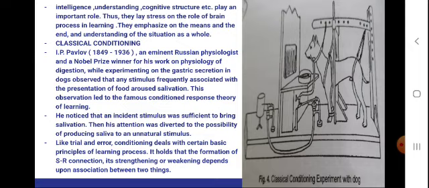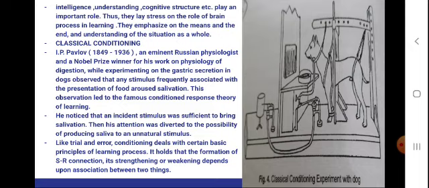Now, children, let's study about classical conditioning. Before we study about classical conditioning, you should know conditioning simply means learning. Okay? And conditioning in behavioral psychology is a theory that the response to a stimulus by a person can be modified by learning. Okay? Now, children, classical conditioning, it was I.P. Pavlov, an eminent Russian physiologist and a Nobel Prize winner for his work on physiology of digestion.